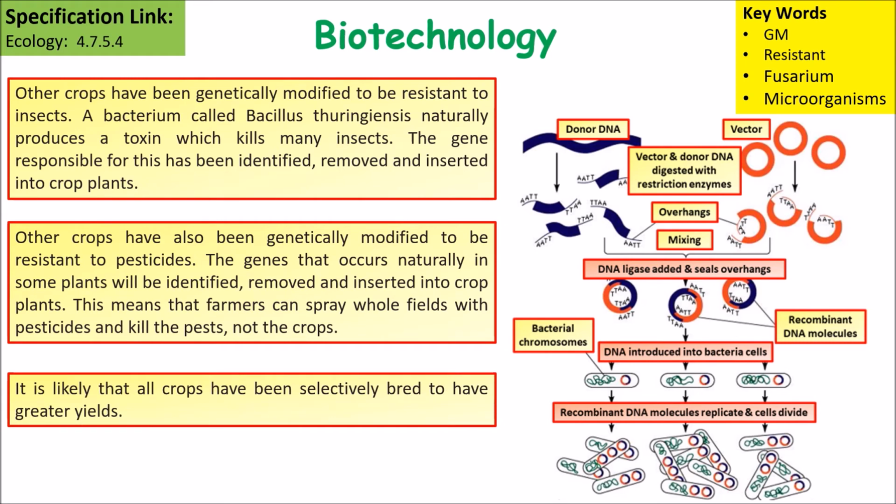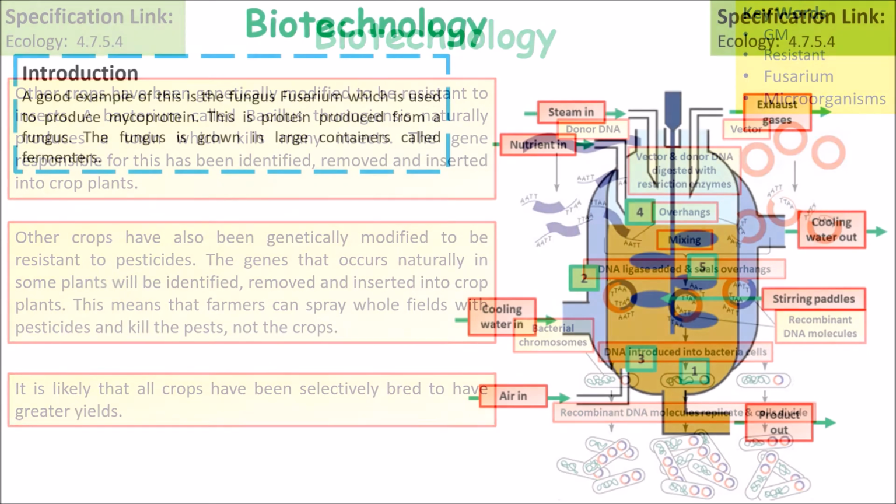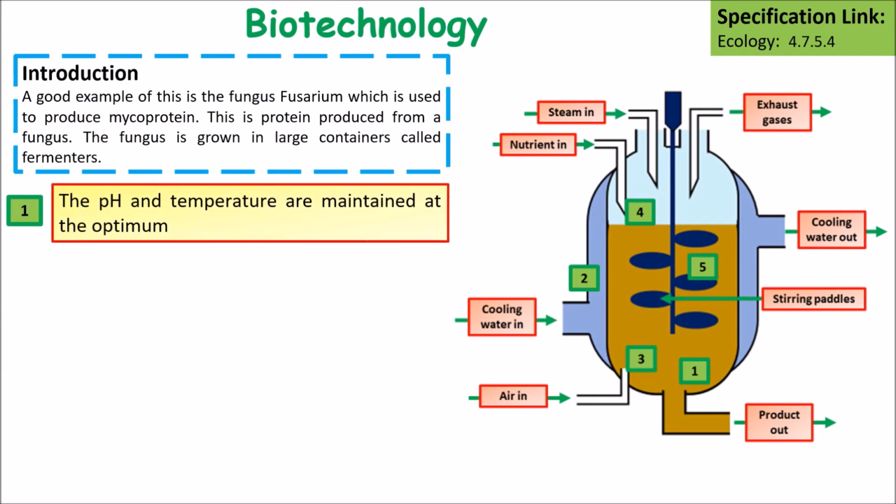It's likely that all crops have been selectively bred for greater yields over time, which is a very basic form of biotechnology. An example of making food using fungus is the fungus Fusarium, which is used to produce microprotein. The protein produced from the fungus is then grown in large quantities and processed.